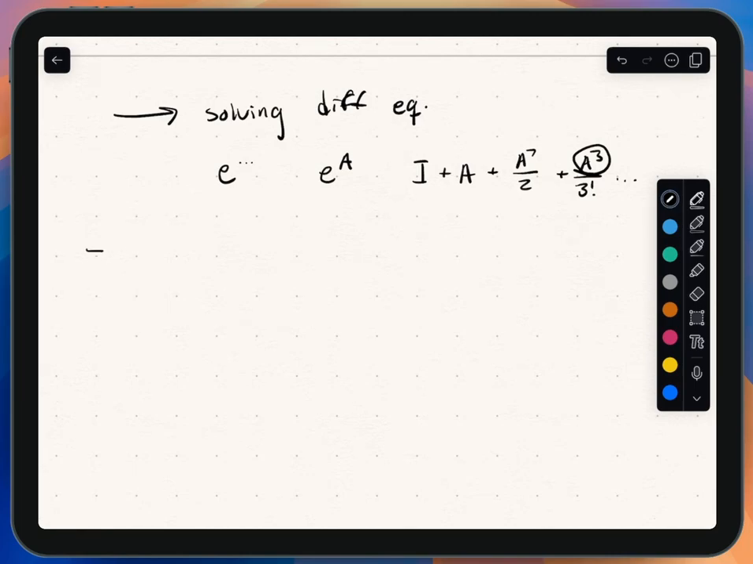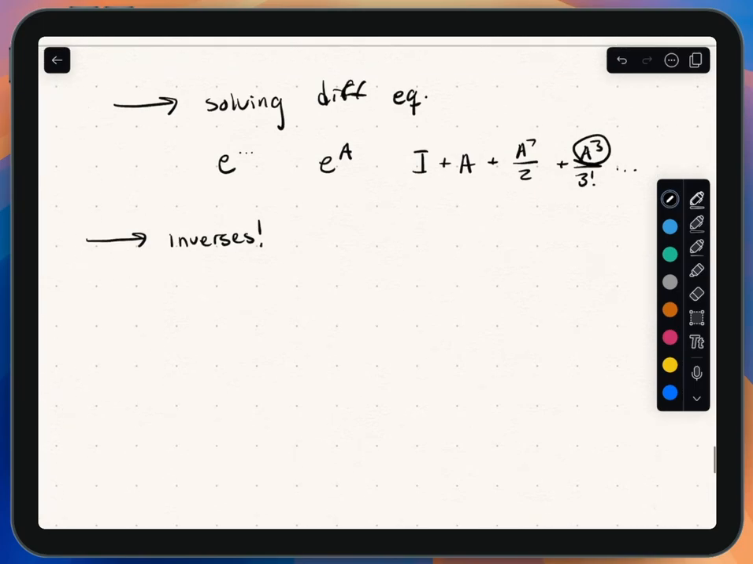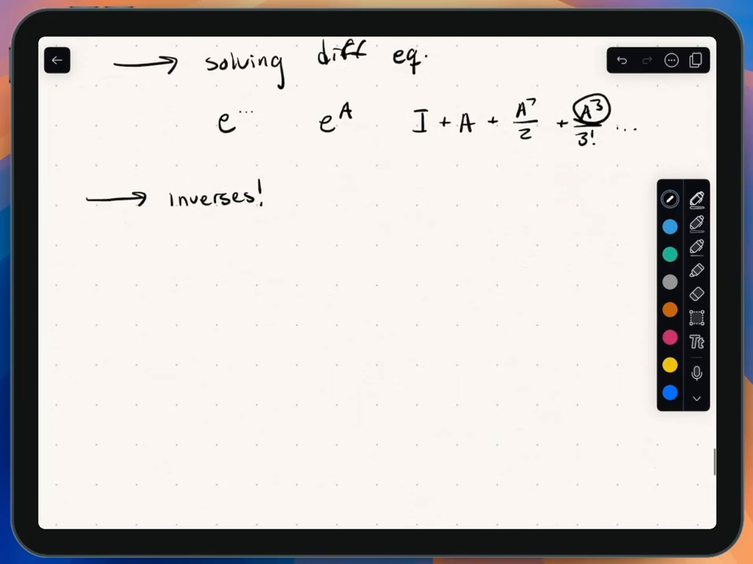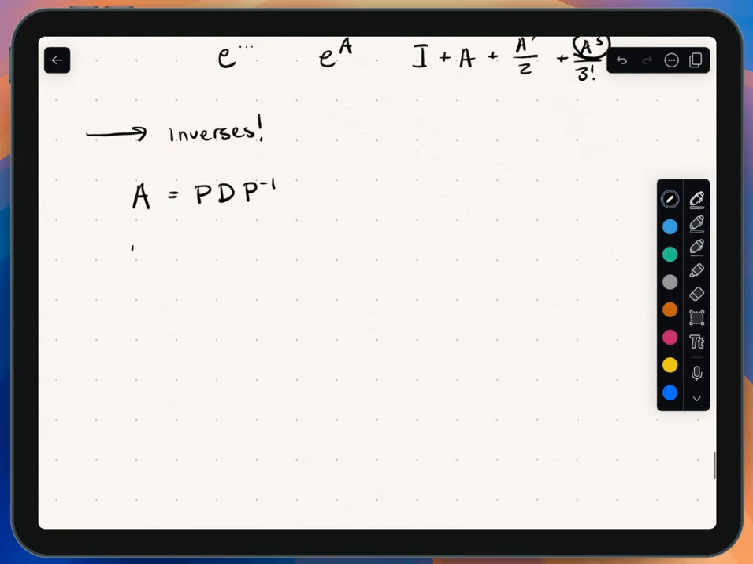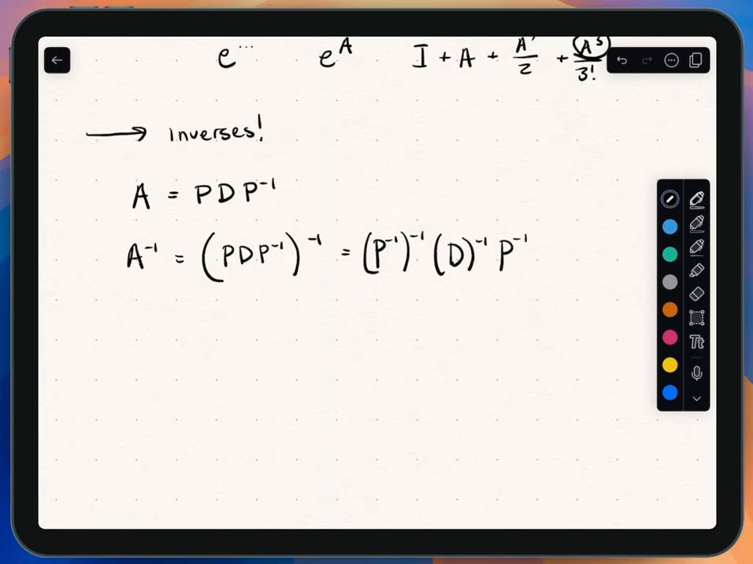And finally, it lets us find inverses, if they exist. Because let's say A inverse exists. If I know that A is equal to PDP inverse, and I take the inverse of all of this, it's going to be PDP inverse, inverse. I'm going to shift everything around. That's going to be P inverse, inverse, D inverse, and then P inverse. So all of this is going to turn out to be P, D inverse, P inverse, which looks a lot like what we started with originally, except that we have this pesky D inverse.